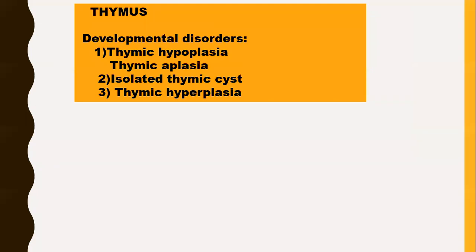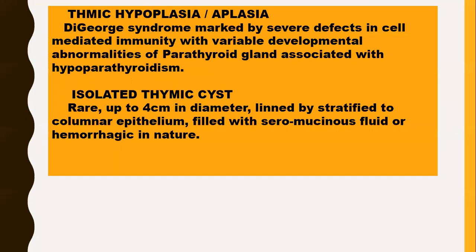Thymus. The developmental disorders of thymus are thymic hypoplasia, thymic aplasia, isolated thymic cyst, and thymic hyperplasia. Thymic hypoplasia or aplasia occurs in DiGeorge syndrome, and it is marked by severe defect in the cell-mediated immunity with variable developmental abnormalities of parathyroid gland associated with hypoparathyroidism. Second thing is isolated thymic cyst. It is rare and it is up to 4 cm in diameter, and the lining is stratified epithelium to columnar epithelium, and cyst is filled with seromucinous fluid or hemorrhagic fluid.